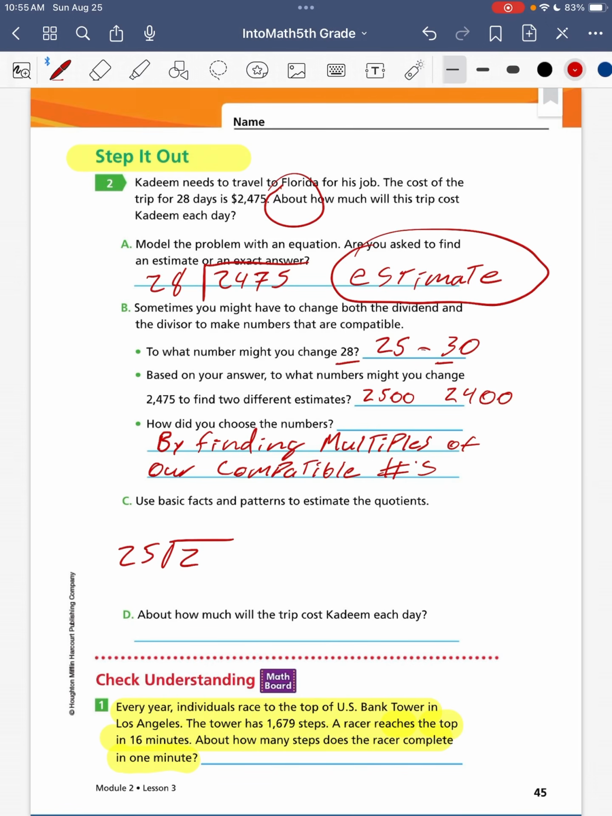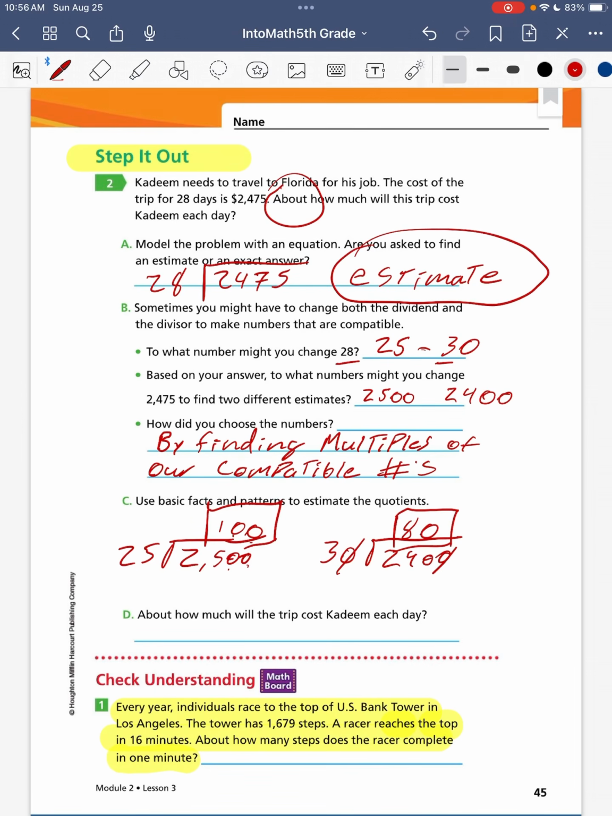Well, if I have 25 into 2,500, I know that this is 25 times 100 because I have two placeholder zeros here, two placeholder zeros there. If I do 30 into 2,400, take off my placeholder zeros here, 3 can go into 24 8 times, 80 times. So our two estimates are that it's somewhere between 100 and 80.